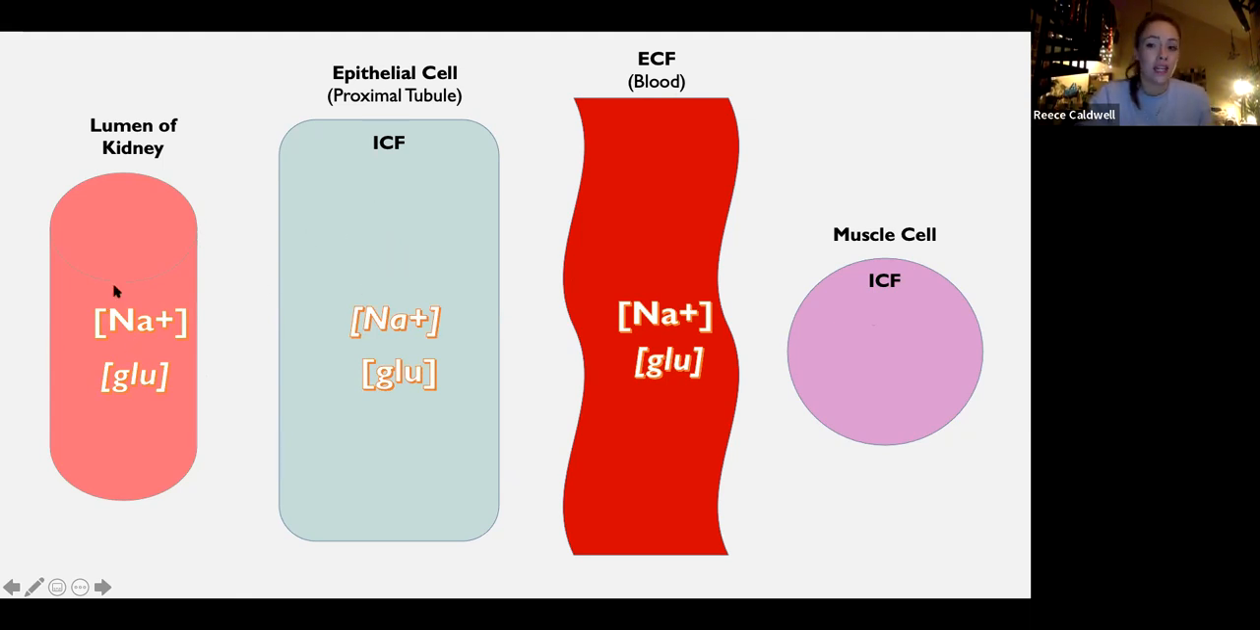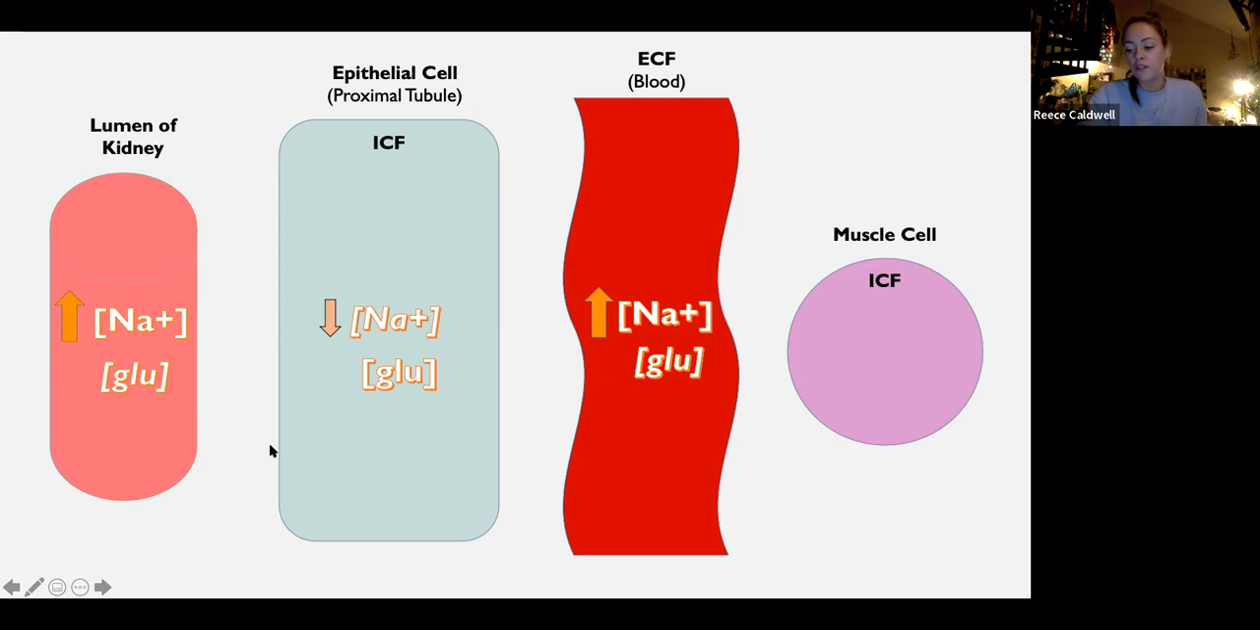One thing that we hopefully have memorized by now is that sodium is always in higher concentrations outside of the cell, lower concentrations inside of the cell. Once more, higher concentration outside of the cell.